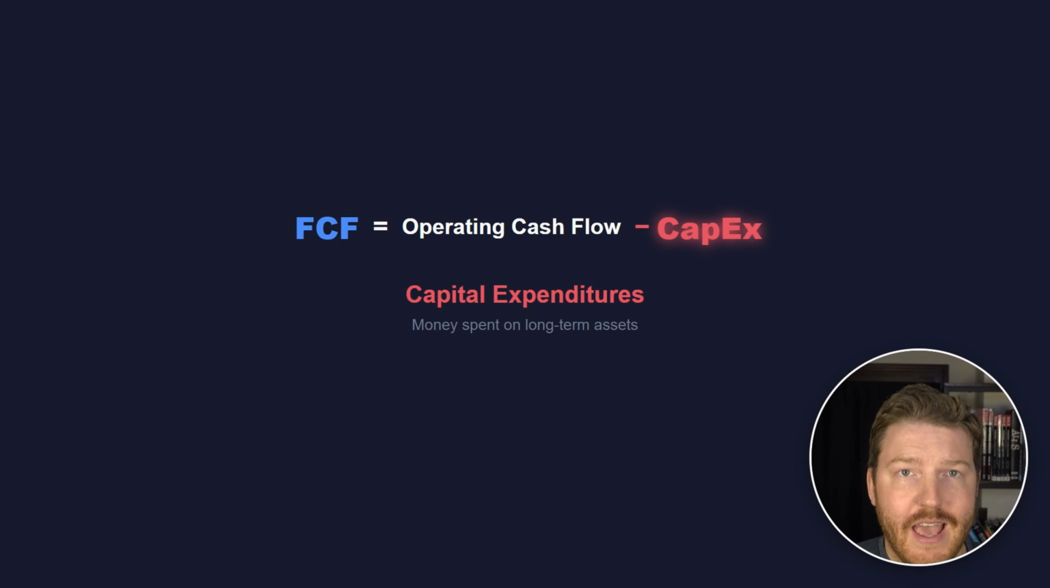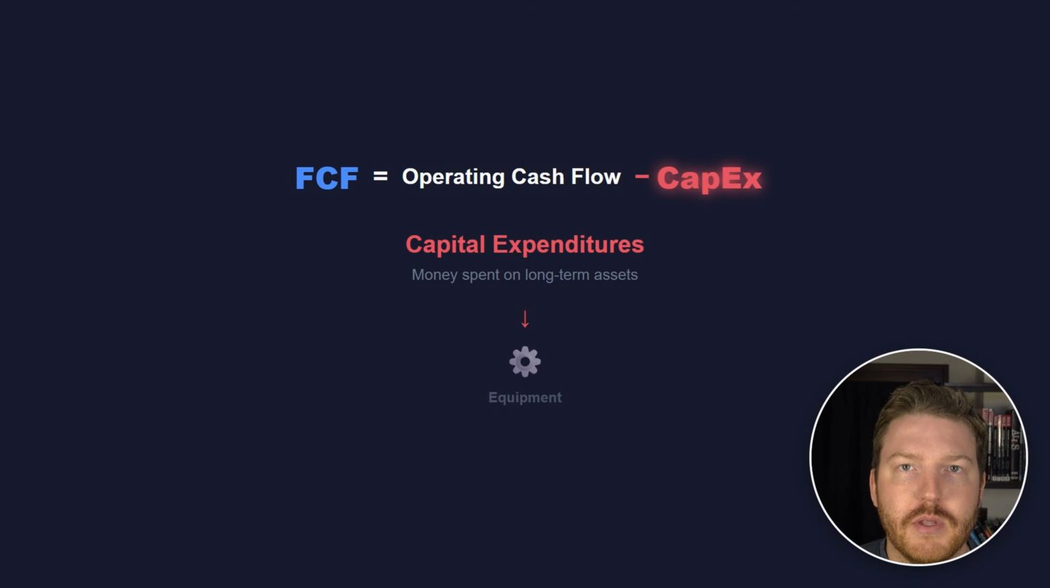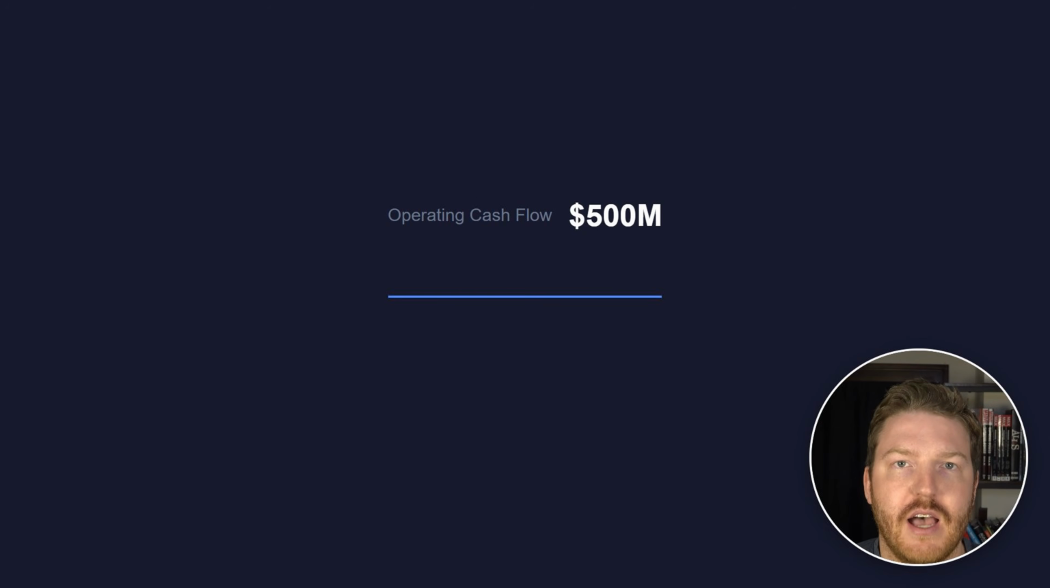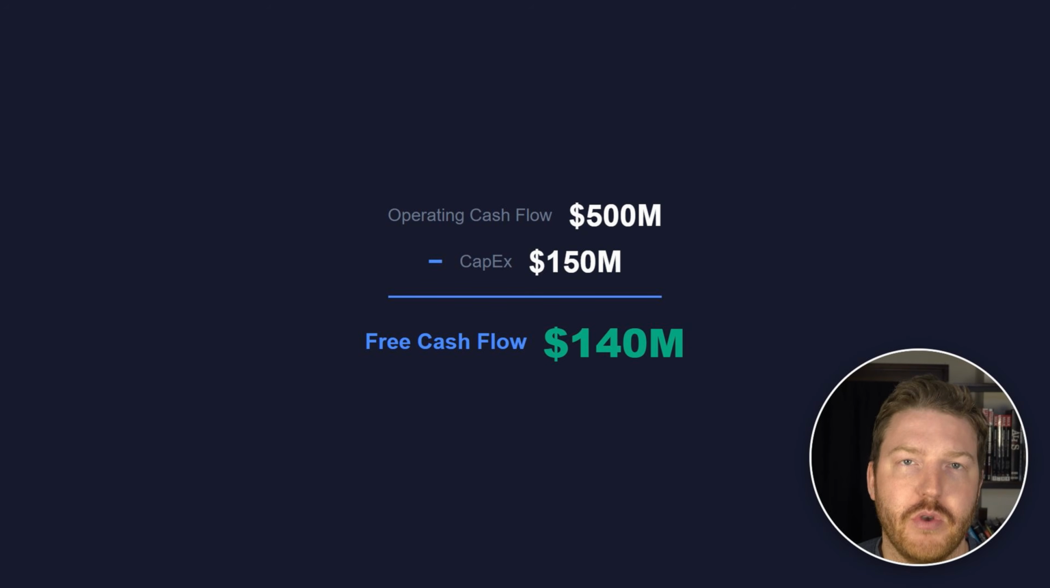Then we subtract capital expenditures or CapEx from operating cash flow to get free cash flow. CapEx is money the company spends on long-term assets needed to maintain or expand the business, like equipment, property, or infrastructure. So the basic idea behind free cash flow is this. Take the cash the business generated from operations, then subtract the cash it had to reinvest into the business. Let's say a company has operating cash flow of $500 million and CapEx of $150 million. That gives us free cash flow of $350 million.